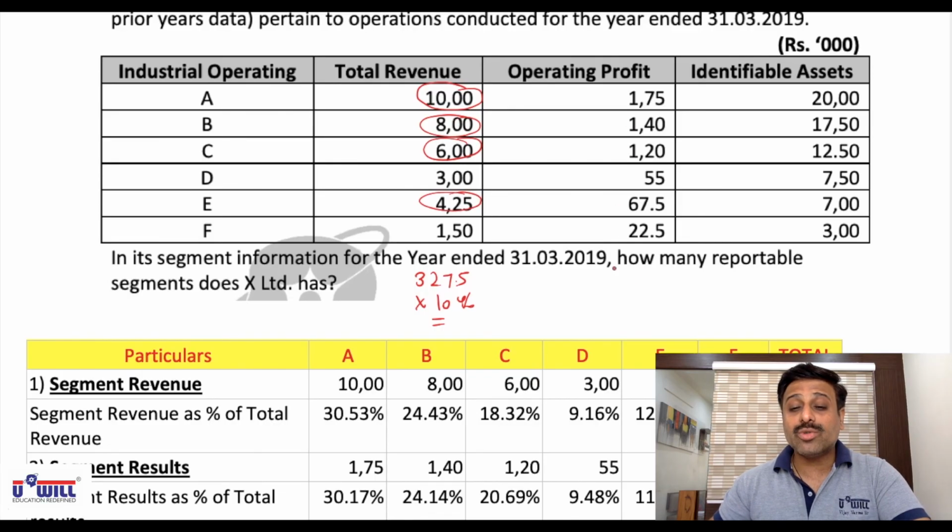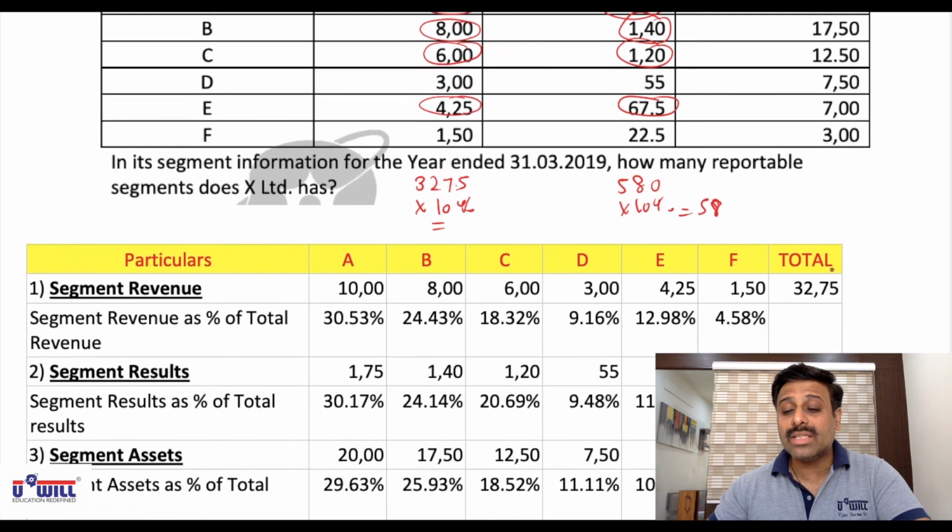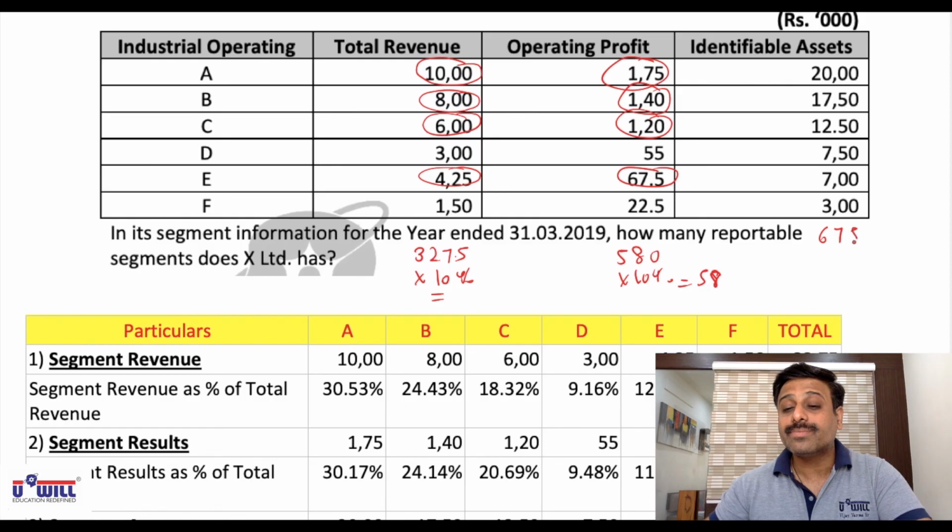Profits, all are profits only, no losses. The total is 580. 10% will be 58. Which ones are more than 58? A, B, C, E. And for the last one, the total is coming to 6750. 10% is 675. More than that are A, B, C, D, E.